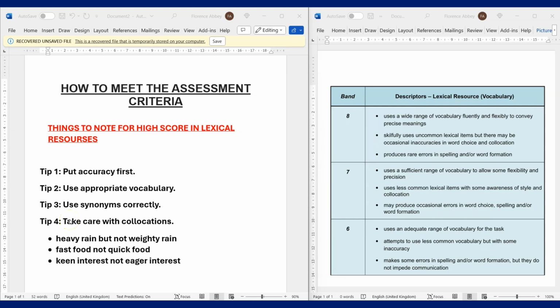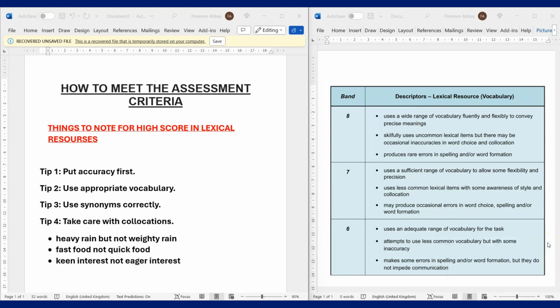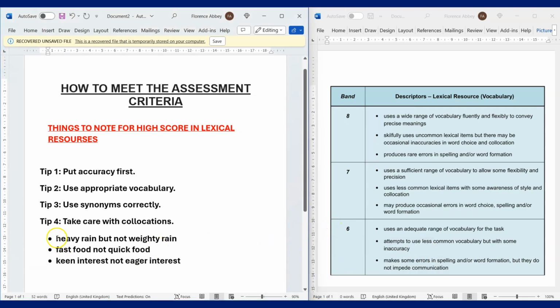However, when you are writing with collocations, you should use them carefully in order not to use them inaccurately. You have to make sure that the collocations and the word combinations you are using are accurate. For instance, if you want to talk about how heavy the rain is, you can say heavy rain.